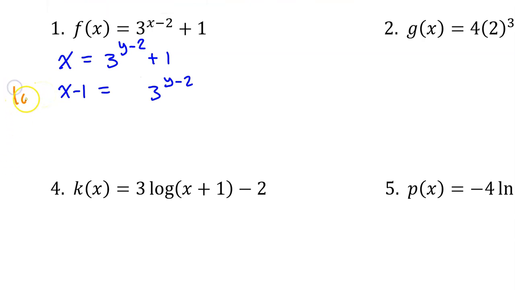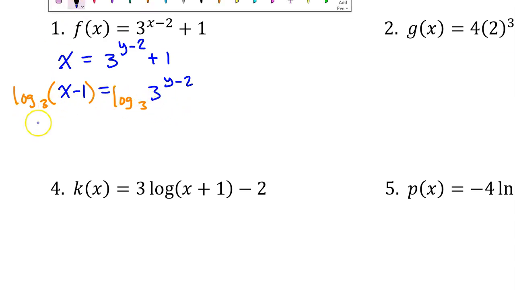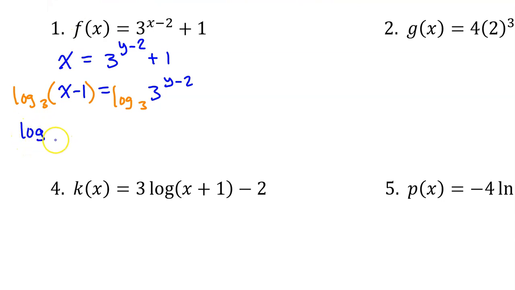So I'm going to do log base 3 on the left and log base 3 on the right. On the left, I'm just going to bring that down. So we have the log base 3 of x minus 1 is equal to. On the right hand side, the log base 3 and the base 3 cancel each other out, and we are left with the y minus 2. So the last step is to add 2 to both sides.